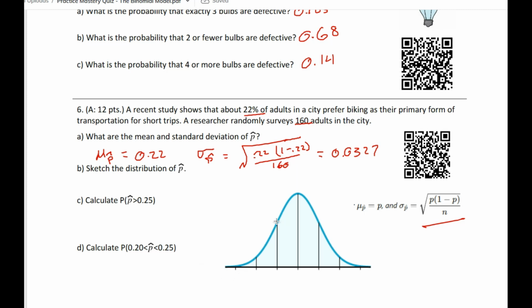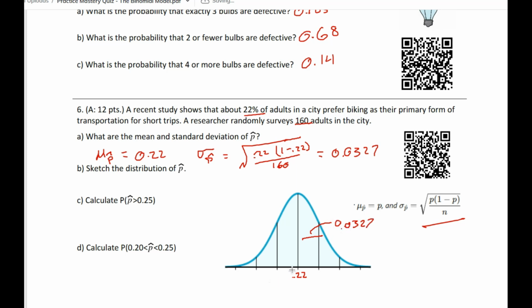Okay, sketch the distribution of p hat. Well, p hat's going to have a normal distribution, and the mean is 0.22. So when we collect samples, our sample is going to be centered around the true value of 0.22, and the standard deviation is 0.0327.